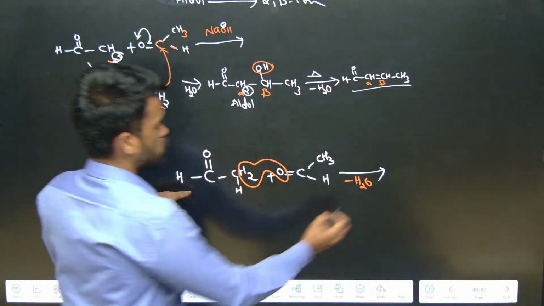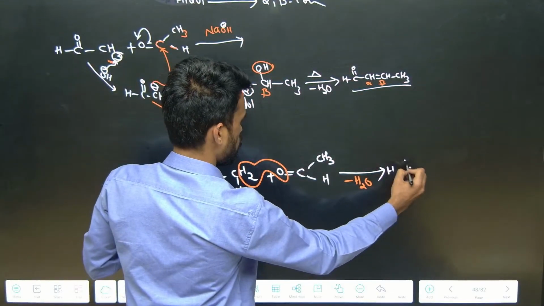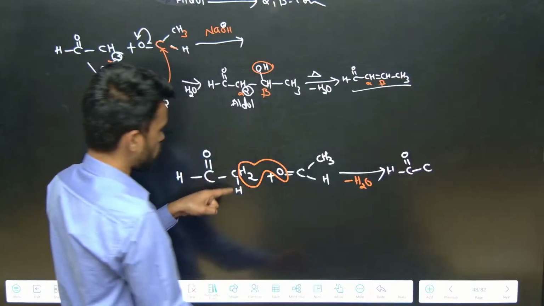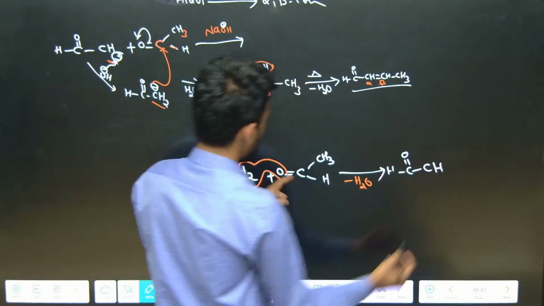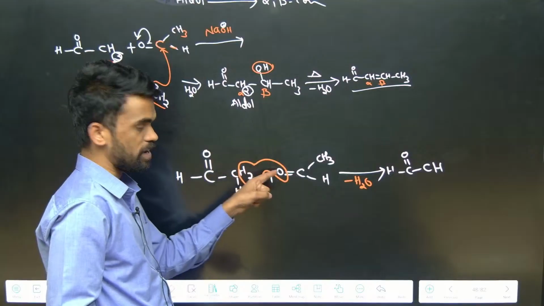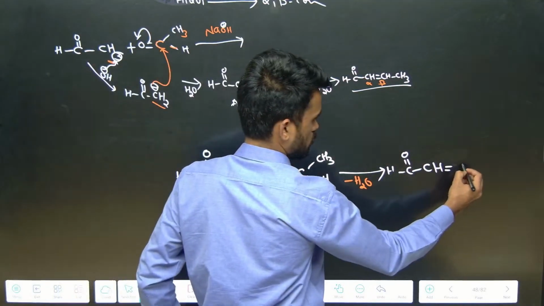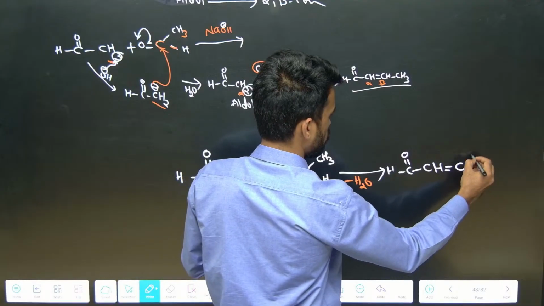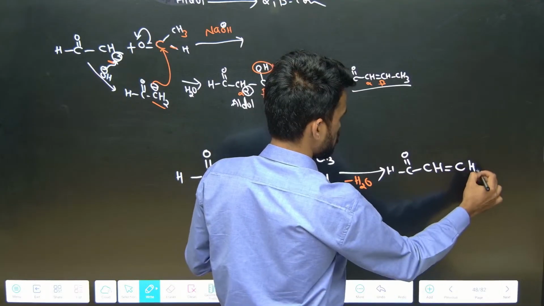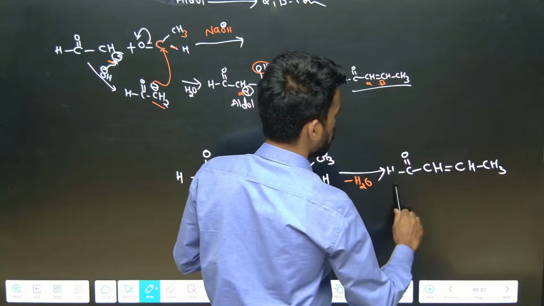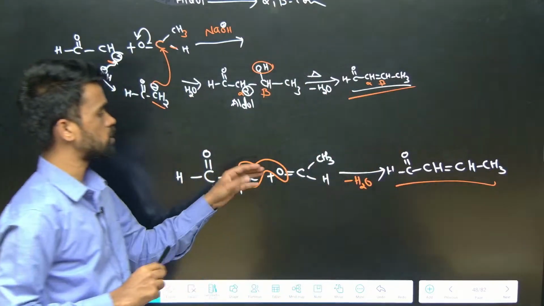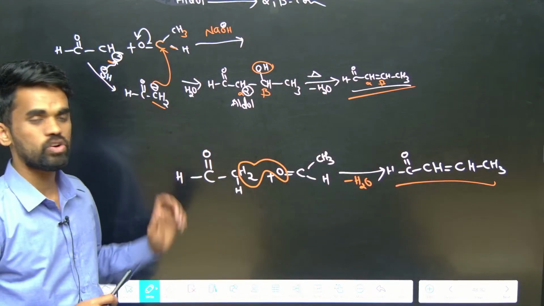The final product formed is this one. HCO, here we have CH. Now 2 hydrogens and the oxygen are removed, so attach with this carbon with 2 bonds. And the next here 1 hydrogen and 1 CH3. See, both products are the same. So this is the simple way you can make your final product.